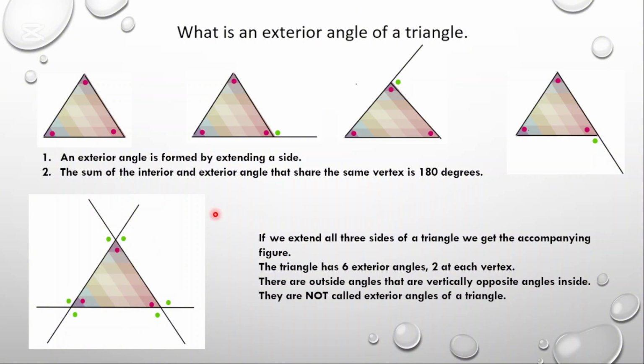Right, there are outside angles that are vertically opposite angles inside. So it's vertically opposite the angles inside. This one, that one, and that one. They are not called exterior angles of a triangle. Remember that. The exterior angle and the interior angle must be adjacent. Right, these two. So this is exterior angles of a triangle.